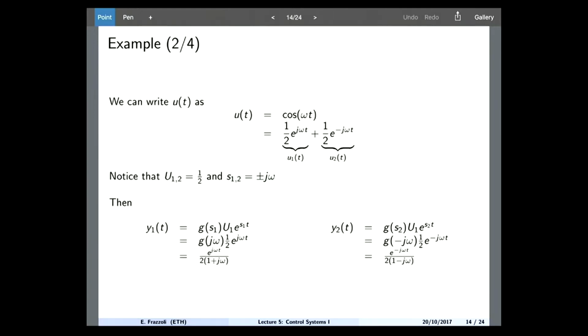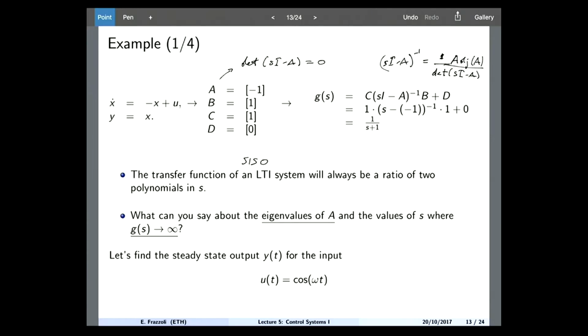Yeah. What if A, B, C, D are multidimensional? So if the system is single input, single output, Y will be a number, a scalar, and U is also a scalar, right? So A will be a big matrix, but C will be a row vector, and B will be a column vector. So when you do this calculation, what you get is, again, a scalar. You see the point?